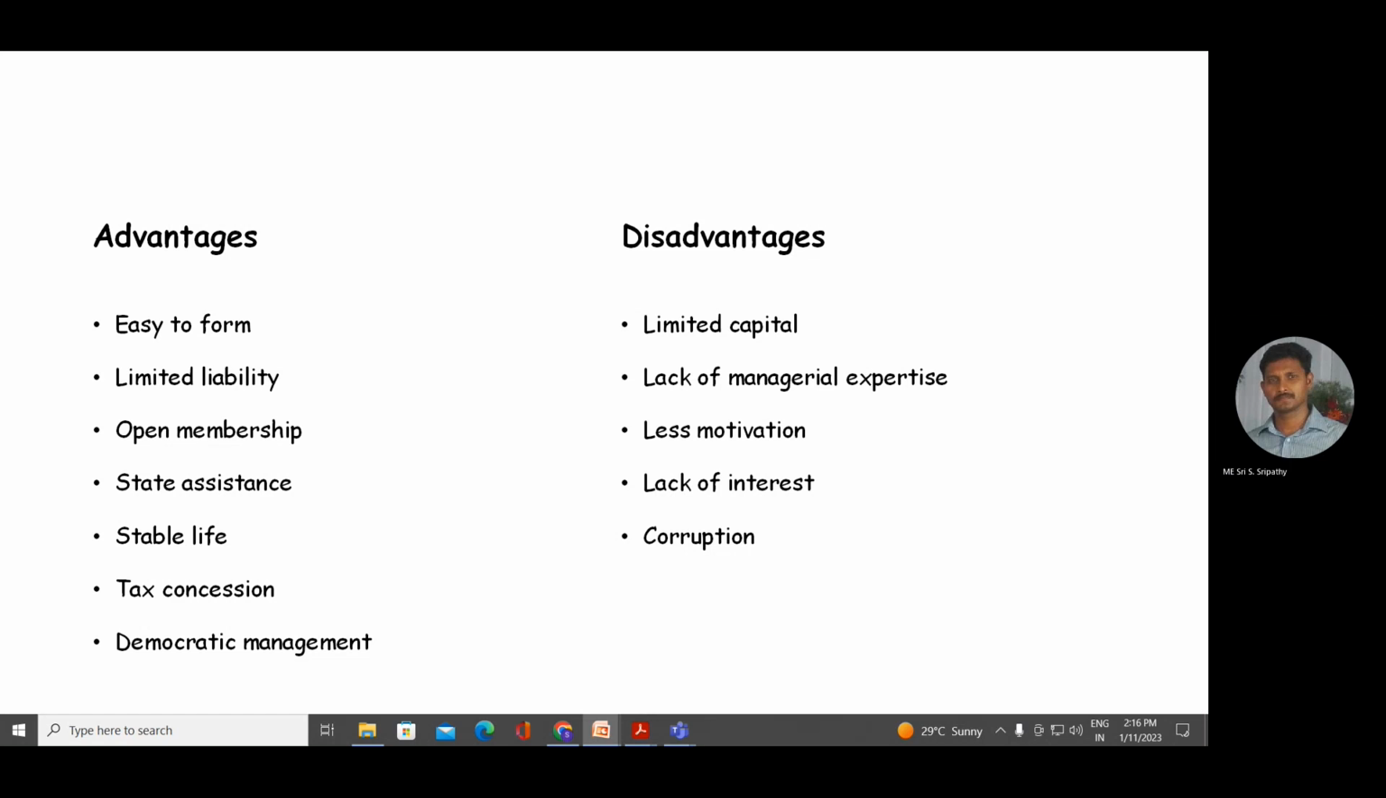As mentioned, lack of manager expertise is under disadvantages because it is an open membership. Voluntarily, they will be coming and joining, but we can't expect them to be manager experts, and certainly there will be a lack of interest also, and less motivation. One should feel it as ownership, take it as ownership and drive. We shall be sometimes lacking in some cooperative societies, and certainly there are good chances of corruption.